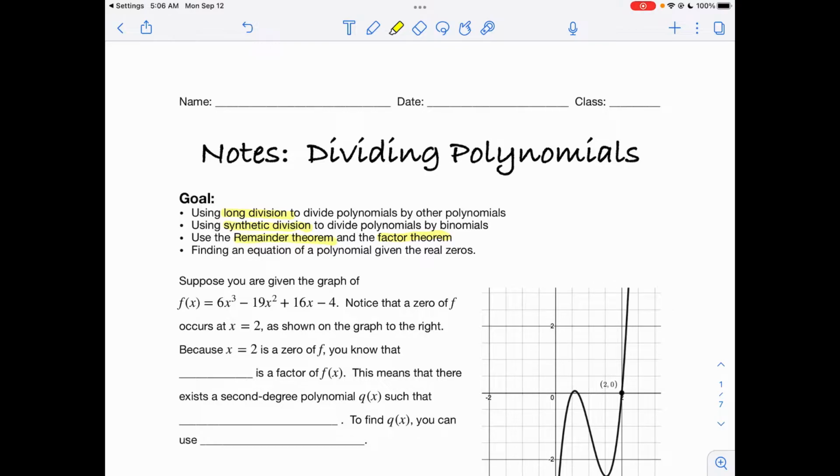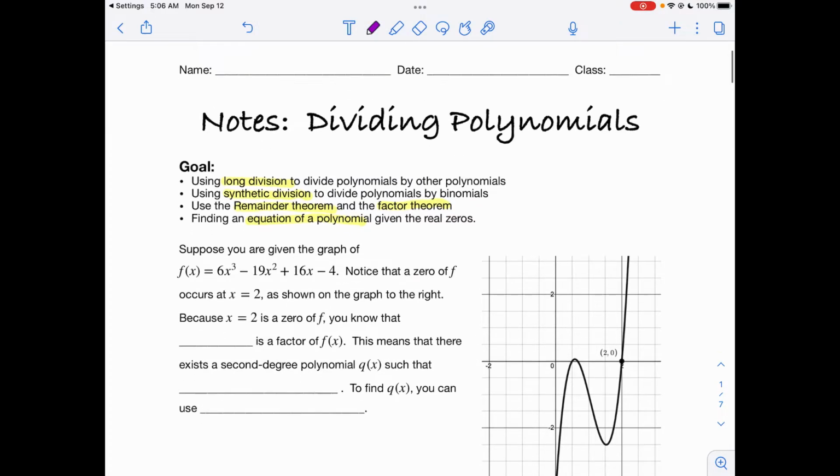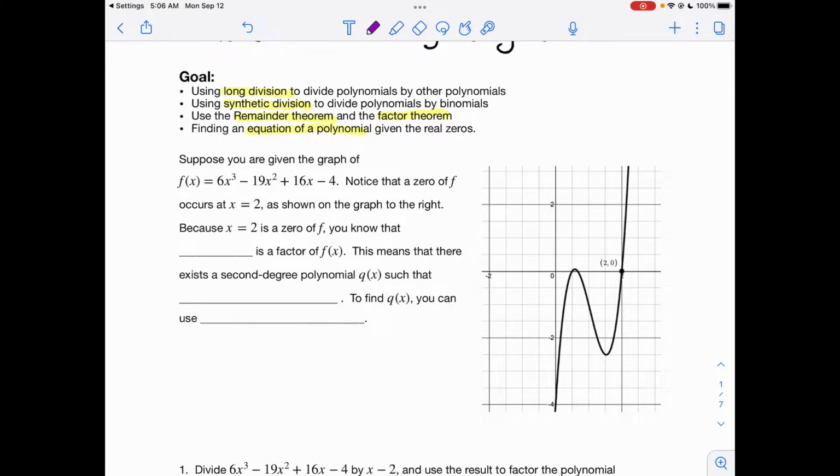And then we're going to put this all together, and then we're going to go the other direction. If we have the zeros of a polynomial, we're going to find the equation of that polynomial. So to introduce this, I'm going to go back to some terminology that we learned in our last video. We're given this polynomial f of x here.